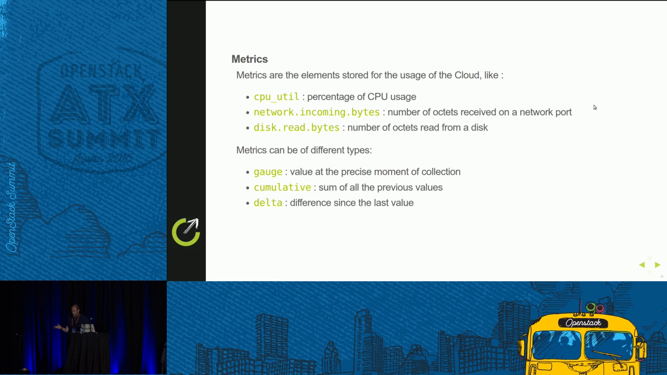And there are different types of metrics, which are kind of important to know about because they're not being used the same way, for example, when you do billing. Gauge, which are absolute values, like the temperature in a room or something. And cumulative and delta, which are counters that keep increasing, like network I/O, for example, which is always being increased and only sometimes goes back to zero, but is not an absolute value.